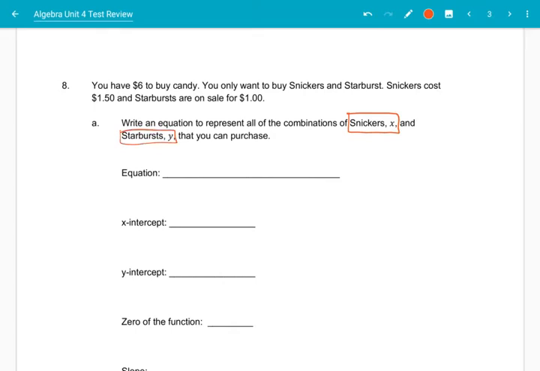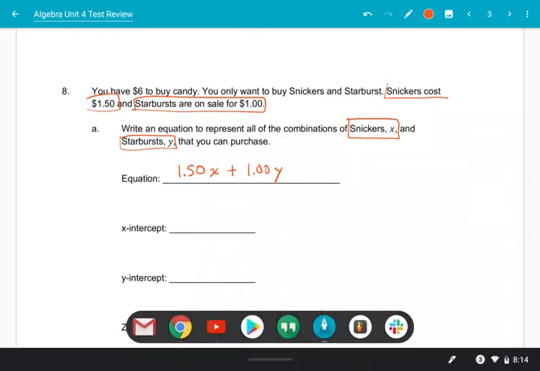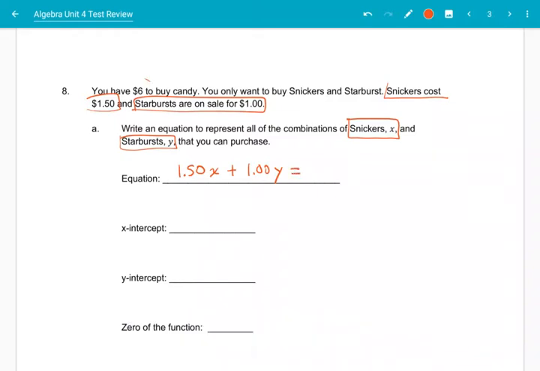Well, if Snickers is x, Snickers cost $1.50. So this is 1.50x. And then Starbursts are on sale for $1. So that's $1, and they are y. And what's the total? How much do we have? We have $6. So there is our equation. You could also write it like this.